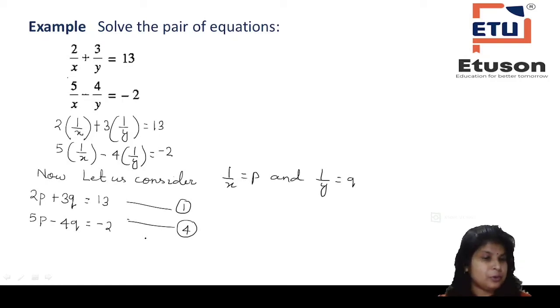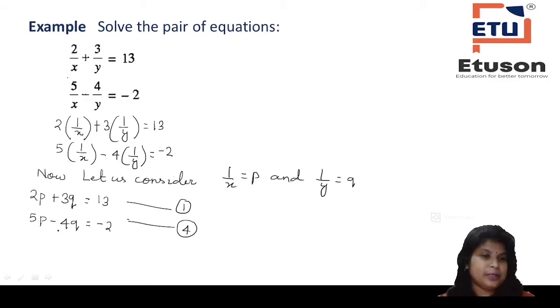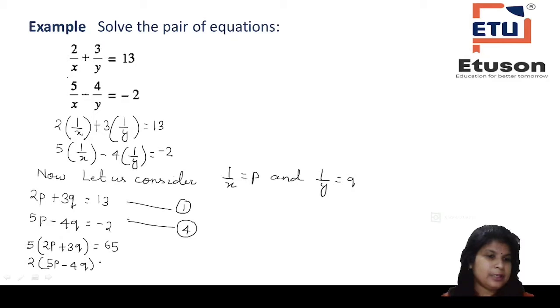If you use the elimination method, we have to multiply by a non-zero number so that we can eliminate any of the variables. So let us multiply the first equation with 5. So that is 5 into 2p plus 3q is equal to 5 into 13, that is 65. Similarly, the second equation, let us multiply with 2. So that is 2 into 5p minus 4q, that is equal to minus 4. Okay. So now let us solve it.